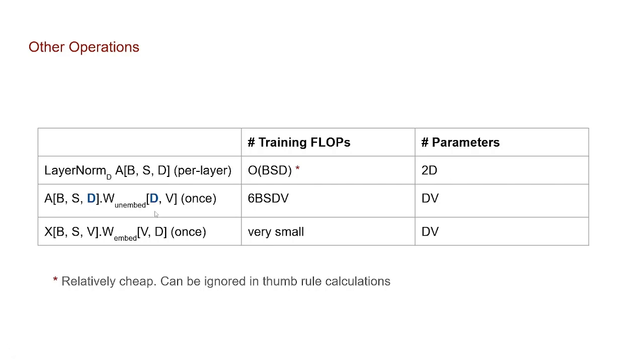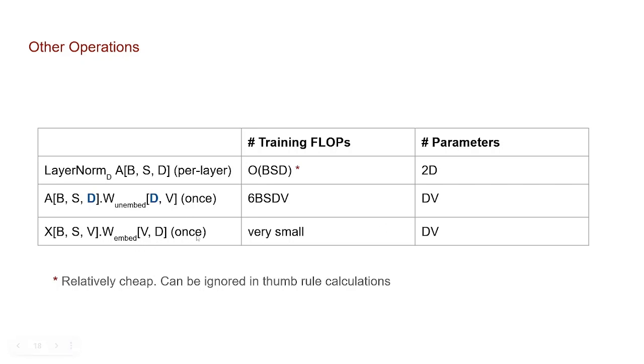And finally, at the end of all the transformer layers, there's the unembedding matrix, which takes a d-dimensional vector and converts it to a vector of size the vocabulary size. This just happens once at the very end, and it is just a matrix product. So the number of training flops is very much like the linear projections which we saw earlier. The number of parameters is that each element in the embedding matrix is a parameter.